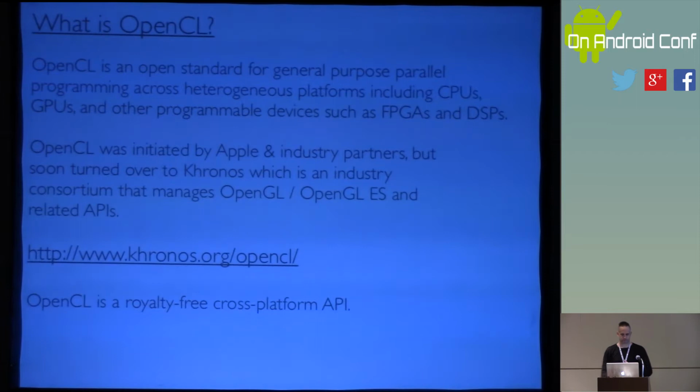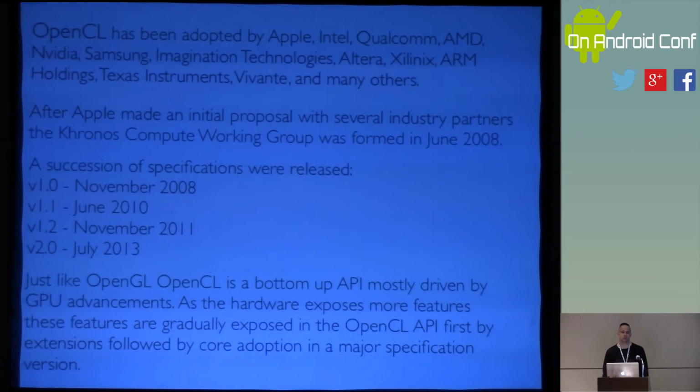It was actually initiated by Apple with a couple of industry partners, but soon turned over to the Khronos organization, which is a consortium that also manages the standards of OpenGL, OpenGL ES, OpenAL, and OpenMAX, and a couple of other APIs that are standards for low-level media development. So OpenCL is a partner with OpenGL, and low-level developers really want to have access to it because it makes amazing applications possible.